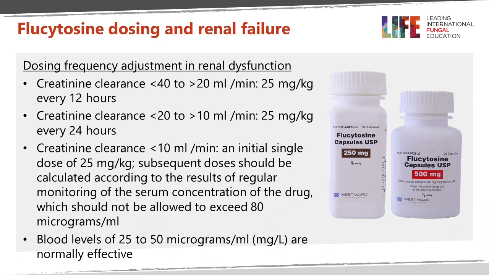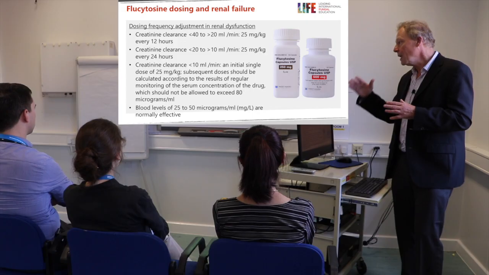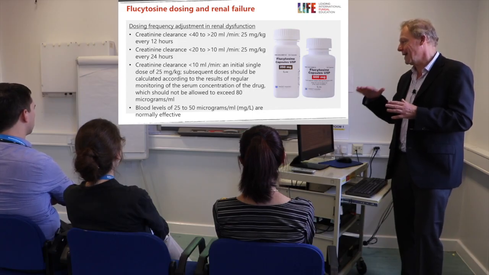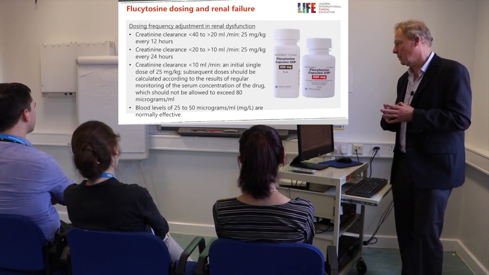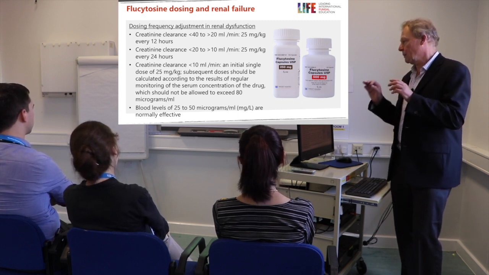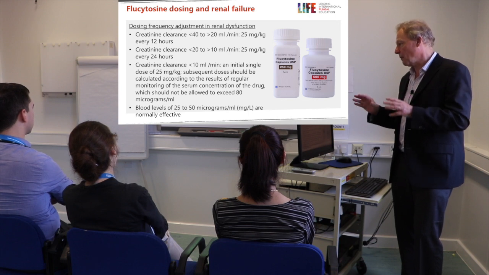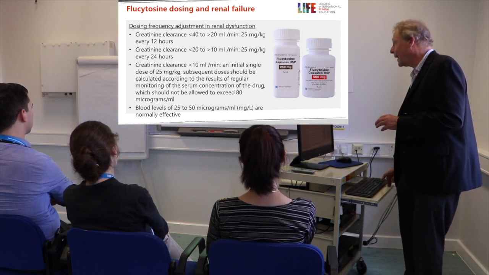And if you have creatinine clearance even lower than that, so in acute or chronic renal failure, clearance less than 10 mils per minute, then you'd give a single dose and then you do a level until you give the next dose. So a little bit like we do with the aminoglycosides. And what you're trying to do is to not let the blood level go above 80 micrograms per ml. What we're trying to achieve is a blood level of 25 to 50 micrograms per ml, and that normally is effective.